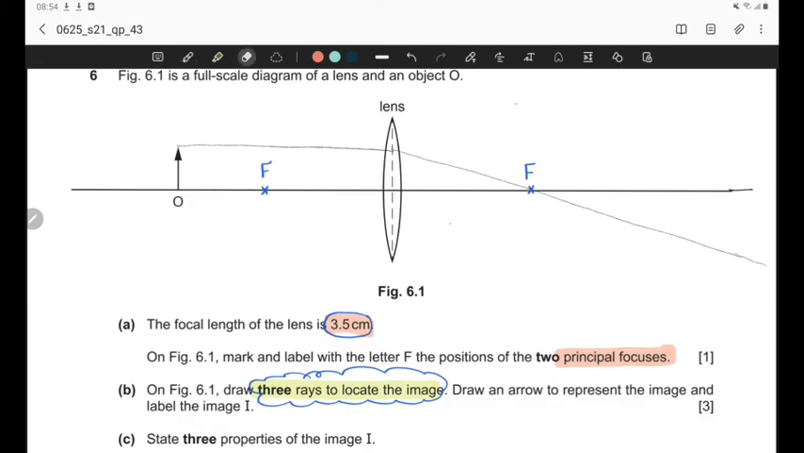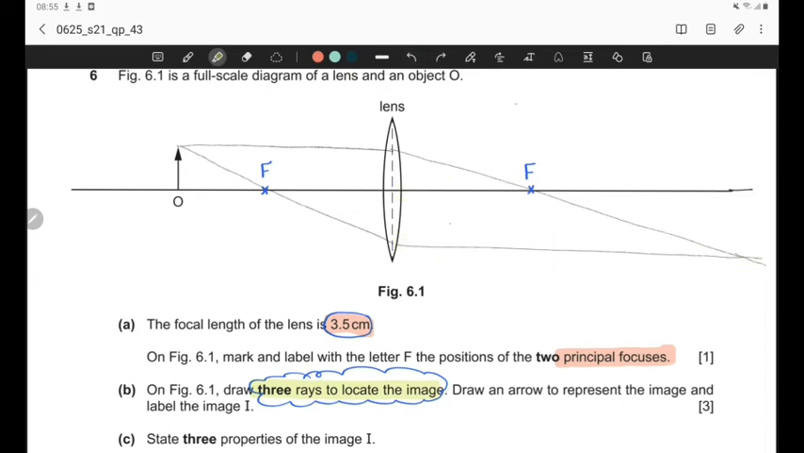Next, we can draw a ray which is emerging from the object but passing through the principal focus. When it is passing through the principal focus, these rays, when they reach the lens, will move parallel to the principal axis at the other side. So these lines will be parallel after passing through the lens, as they are passing through the principal focus. After passing through the lens, they will follow a parallel path to the principal axis.